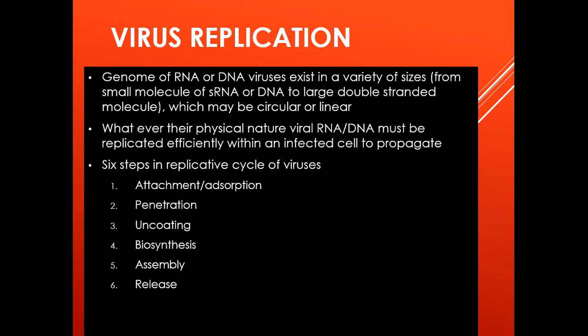Virus replication. The genome of RNA or DNA viruses exists in a variety of sizes, from small molecules of single stranded RNA to large molecules of double stranded DNA, which may be circular or linear in form. Whatever their physical nature, viral RNA or DNA must be replicated efficiently within an infected cell to propagate. There are 6 steps in the replicative cycle of viruses.